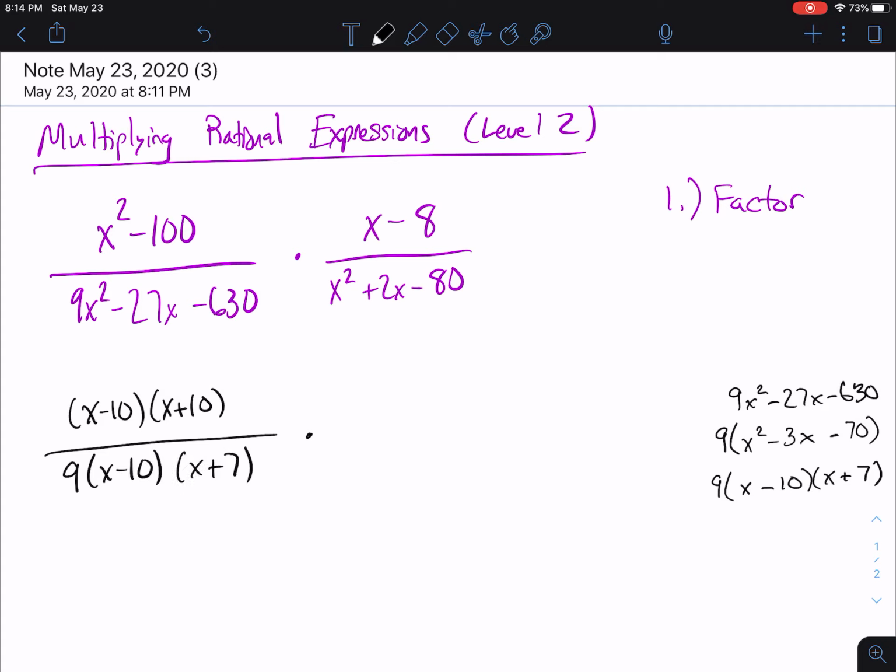You want to do this on the side of your paper. You don't want to do this in the middle of it because then you have a fraction and a fraction, which isn't really a fraction. You just want to do this work as scratch work on the side of your paper. On the top right, you're going to get x minus 8.